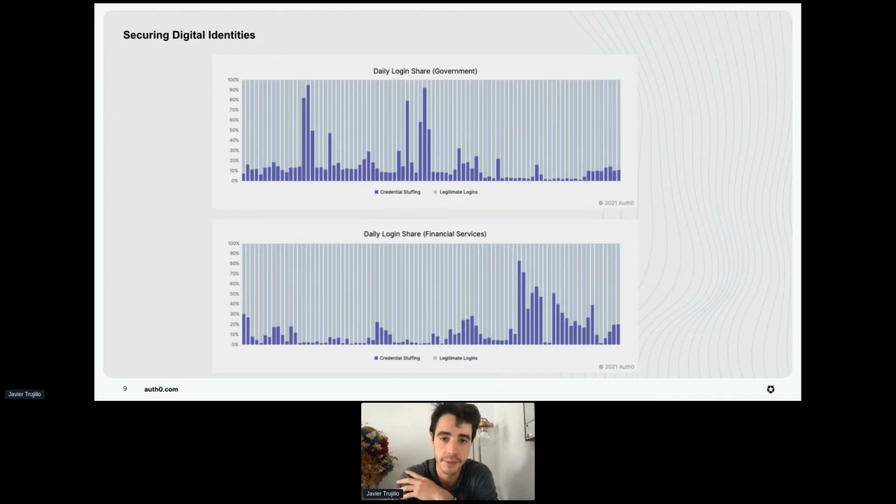And these are both particularly interesting industries for hackers due to the importance of their data. In the financial industry, the need for online identity proofing has become much more common as more high-value transactions are handled digitally.